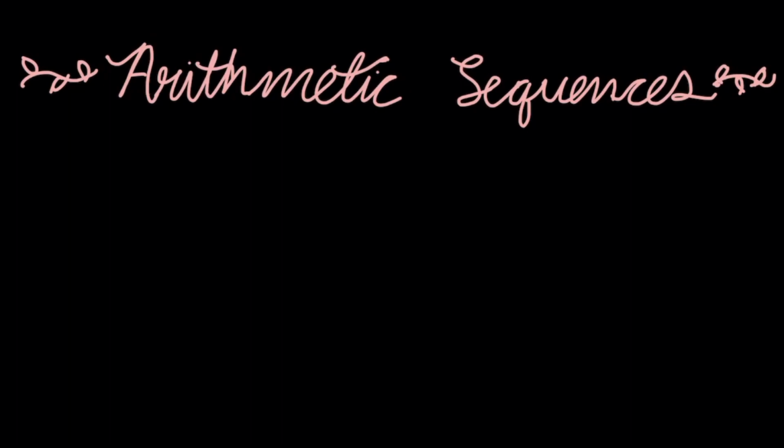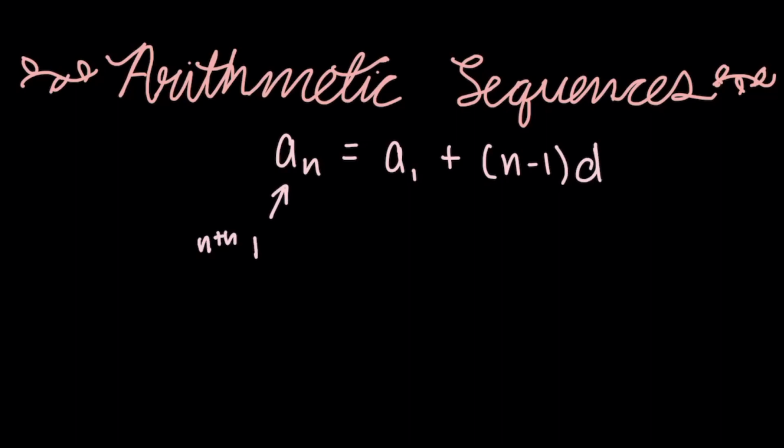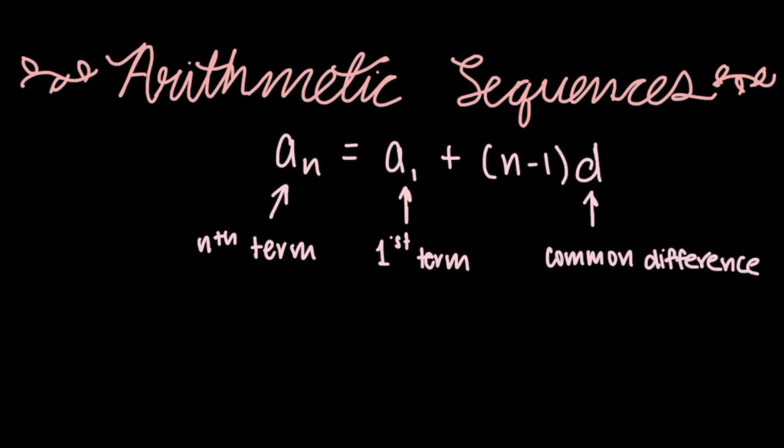Arithmetic sequences are generally expressed with the formula a of n equals a of 1 plus the quantity of n minus 1 times d, where a of n is the nth term, a of 1 is the first term, and d is the common difference. Another way to express this formula is a of n equals d times n plus a of 0, where you use your 0th term as your base term.